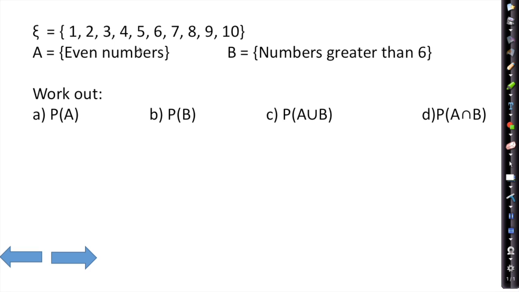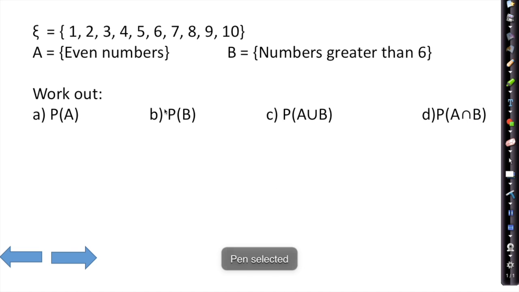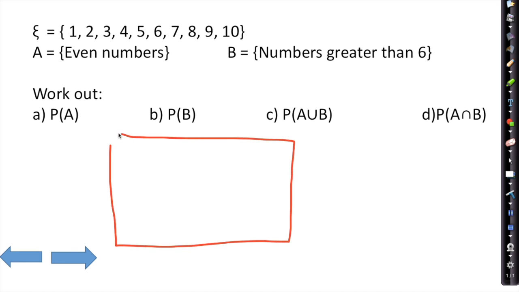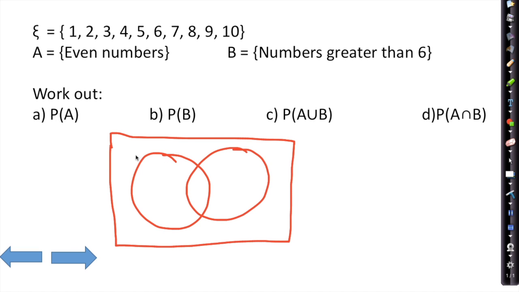Question 7 now, and this is another way they might introduce a problem solving Venn diagram kind of question. We have the numbers in existence of 1 to 10. A is even numbers, B is the numbers greater than 6. So we're working out the probability that you'll pick A. Let's draw our Venn diagram. This would be A, this would be B, and that's all our numbers in existence.